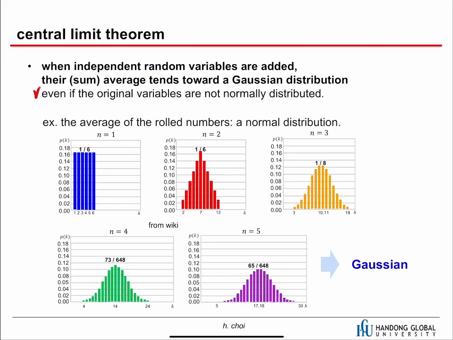Here is an example. We are playing a dice, and if n is 1, which means we are not adding numbers, then what is the probability of all the events? For 1, the probability is 1 over 6, and for 2, the probability is 1 over 6, etc. So when n is 1, if we are not adding the random variables, then it is 1 over 6. It's a uniform distribution. Now we want to add two numbers.